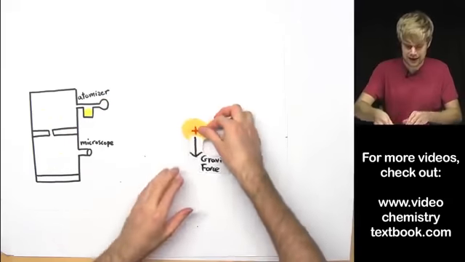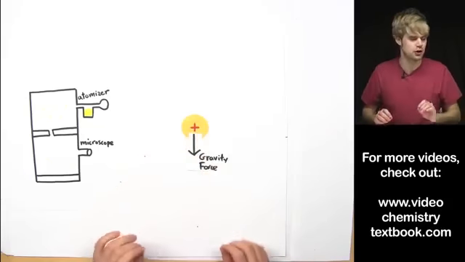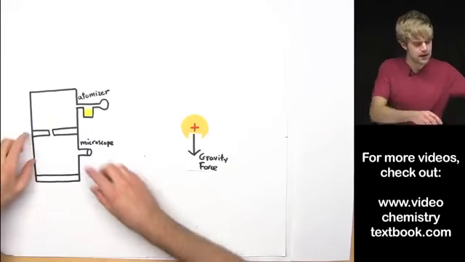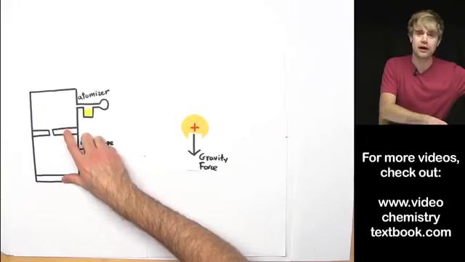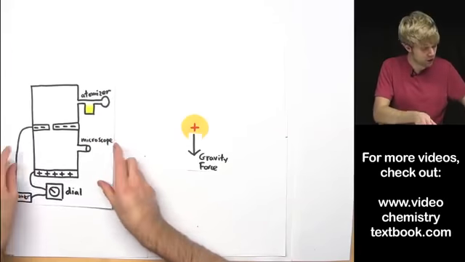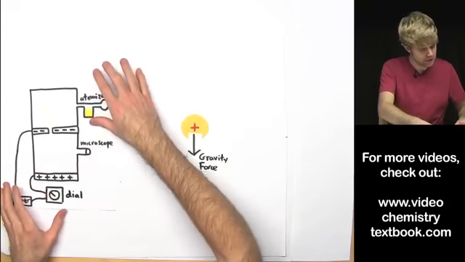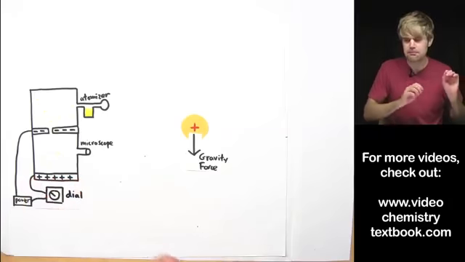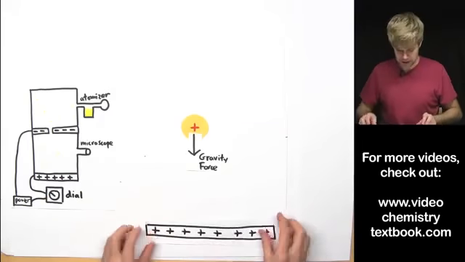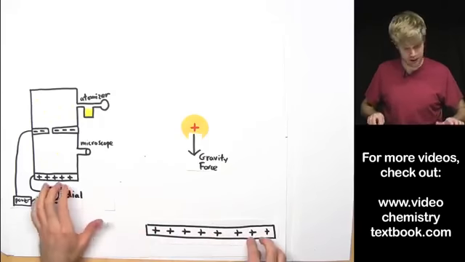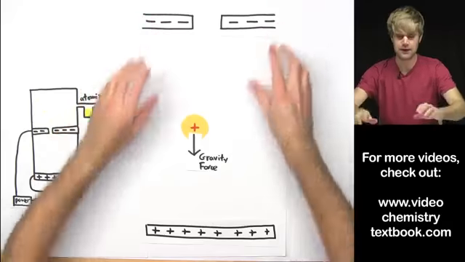So I can indicate that here with this positively charged drop here. Now, these plates are special because they have an electric charge on them. They're hooked up to power here, and the top one has a negative charge, and the bottom plate has a positive charge. So here it is. Here is a positive charge on the bottom, and here is a negatively charged plate on the top.